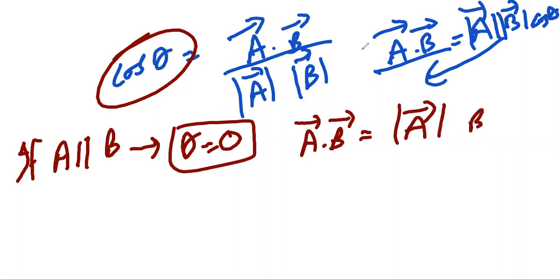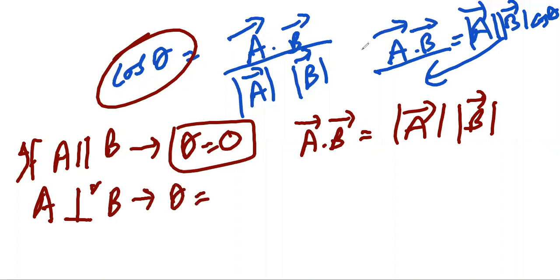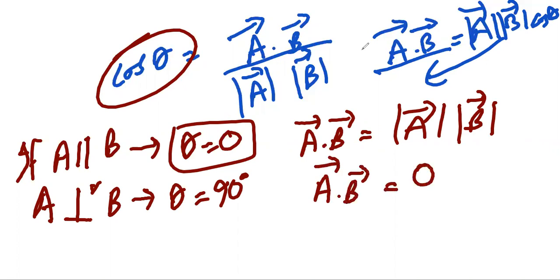In the case when both the vectors are perpendicular to each other, the angle is 90 degree. So at 90 degree, cos 90 is 0. So A dot B will be 0.